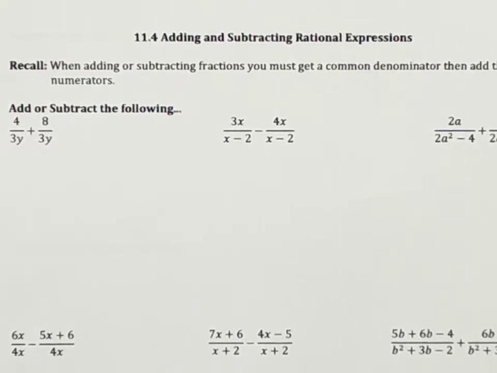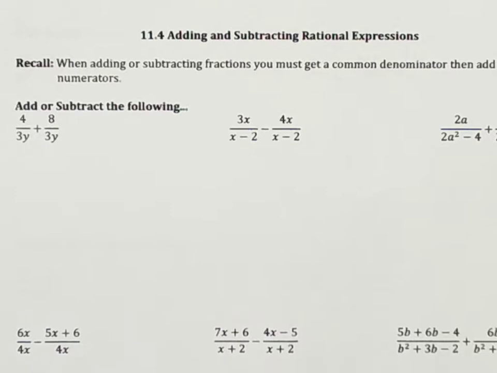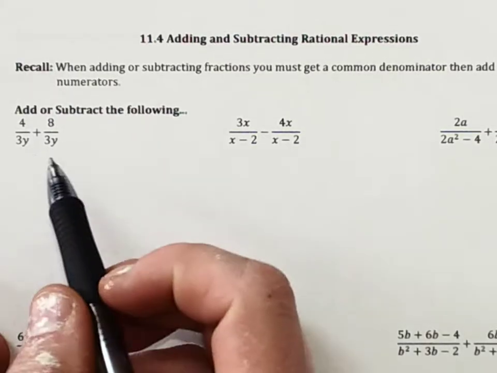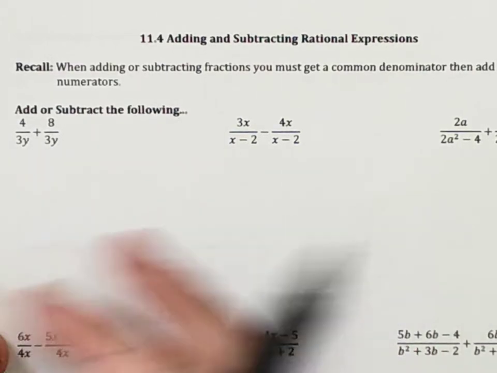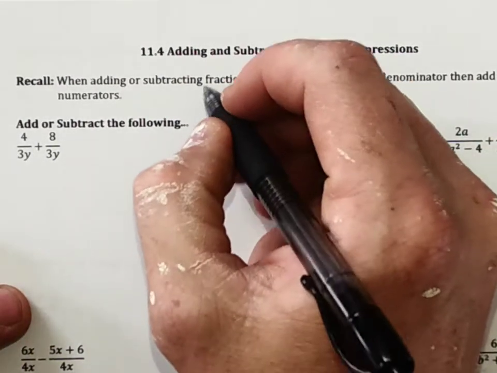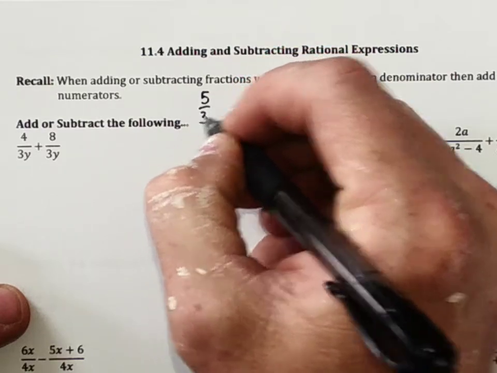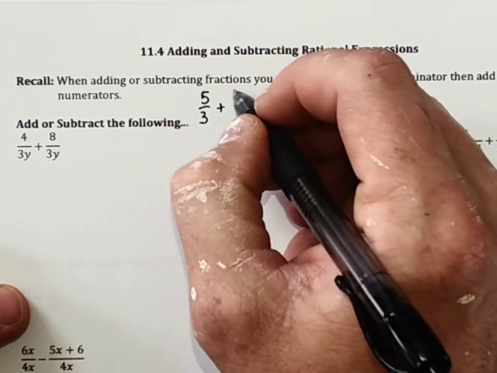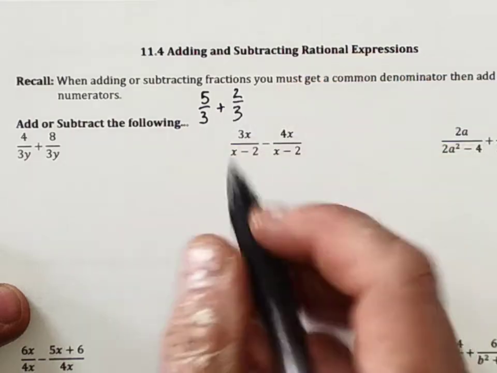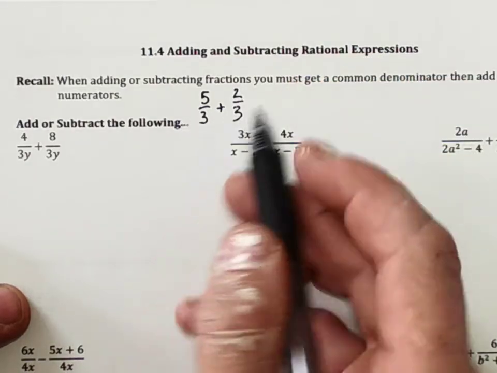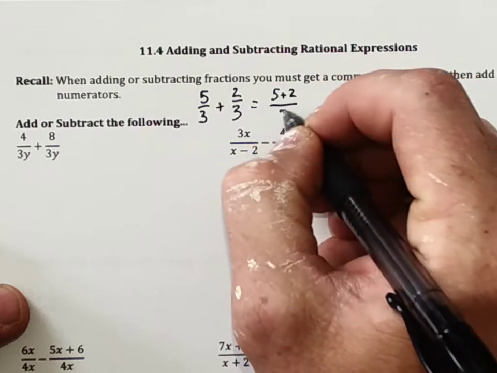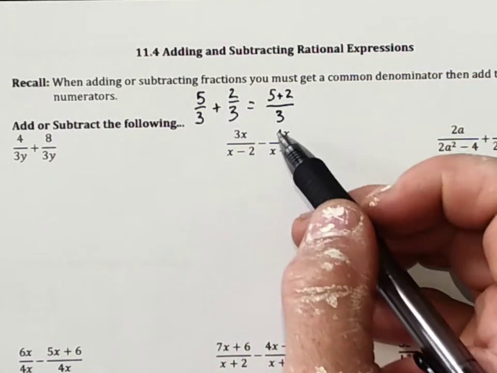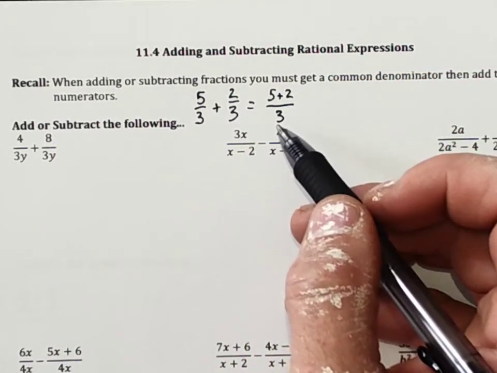All right, so adding and subtracting fractions. Adding and subtracting fractions that have variables is no different than adding and subtracting any fractions. If I had the fraction 5/3 and I wanted to add it with the fraction 2/3, since they have a common denominator, all I have to do is add together the numerators. You can put them over a common denominator.